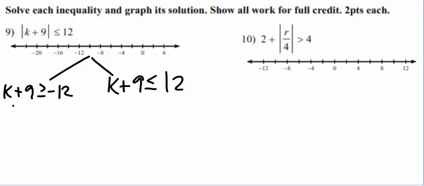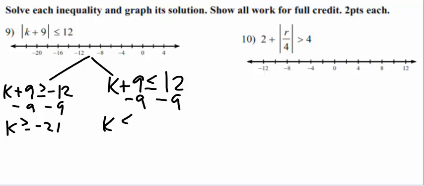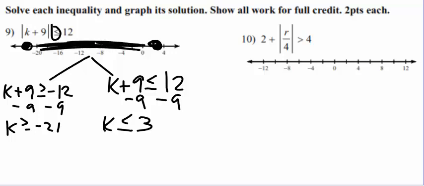So now we're just going to subtract 9 from both sides. And that gives us k is greater than or equal to negative 21. Same thing here. Subtract 9 from both sides. And we get k is less than or equal to positive 3. So since this is a less than problem, we plot those 2 points. Closed circle at negative 21. Closed circle at 3, somewhere around there. And then less than means you shade in the middle. So all the answers are in the middle.